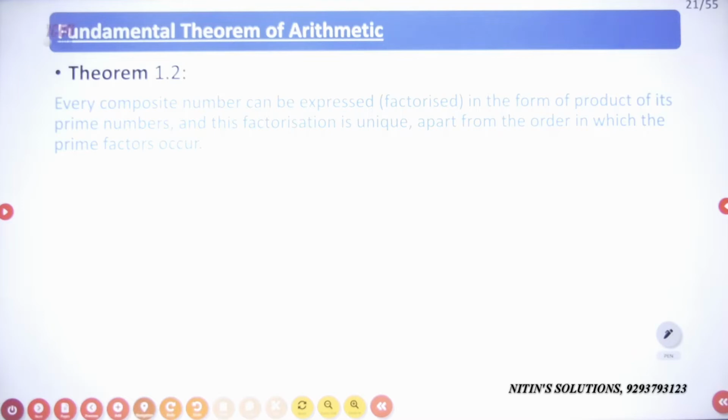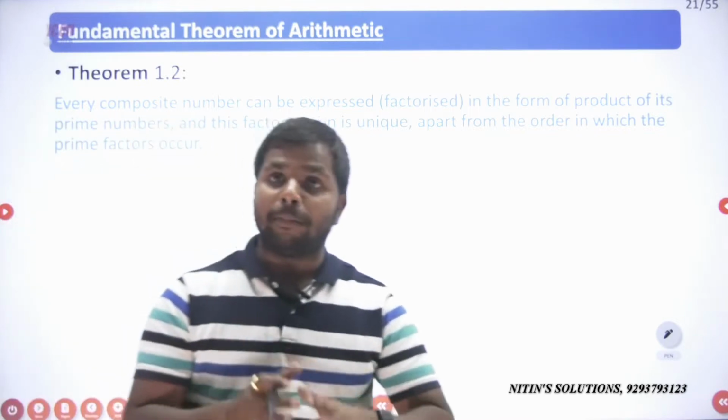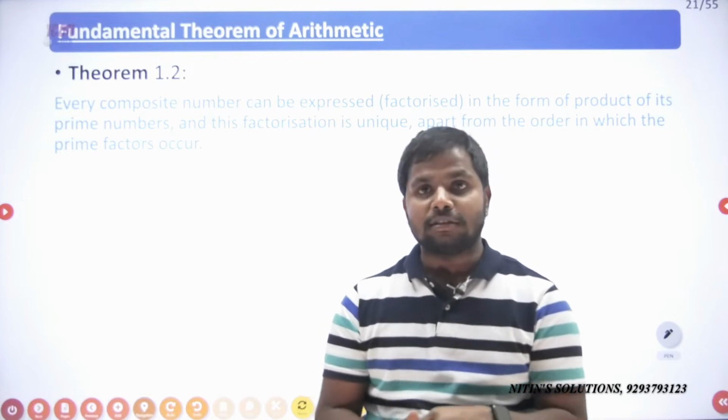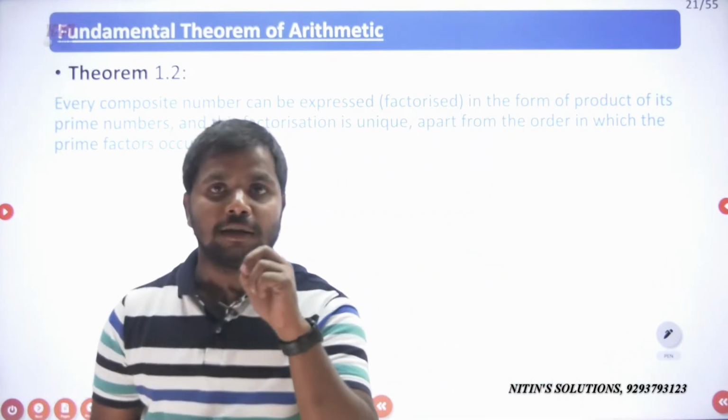Every composite number can be expressed in the form of a product of prime numbers, and its factorization is unique, apart from the order in which the prime factors occur. So this is the fundamental theorem of arithmetic. Whatever composite number we have, it can be expressed as a product of prime numbers. That is nothing but the fundamental theorem of arithmetic.